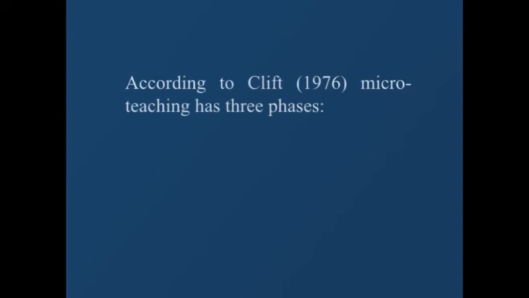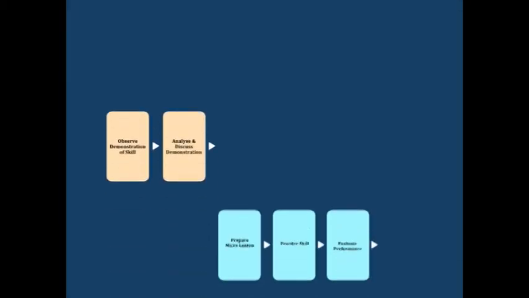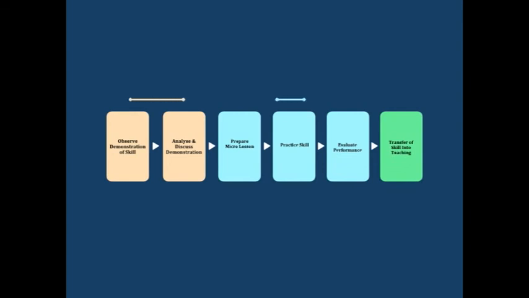Phases of microteaching. According to Clift in 1976, microteaching has 3 phases. Number 1, knowledge acquisition phase. Number 2, skill acquisition phase. And number 3, transfer phase. Now, Clift in 1976 has diagrammatically represented the 3 phases as follows.